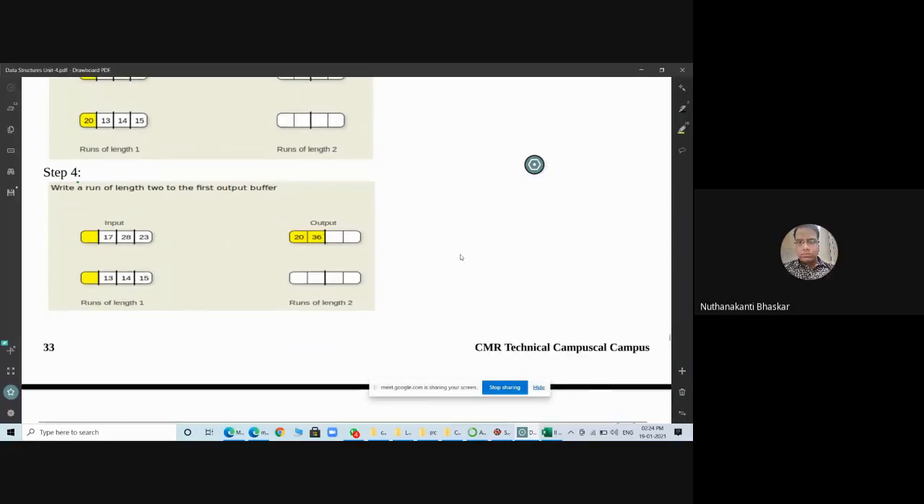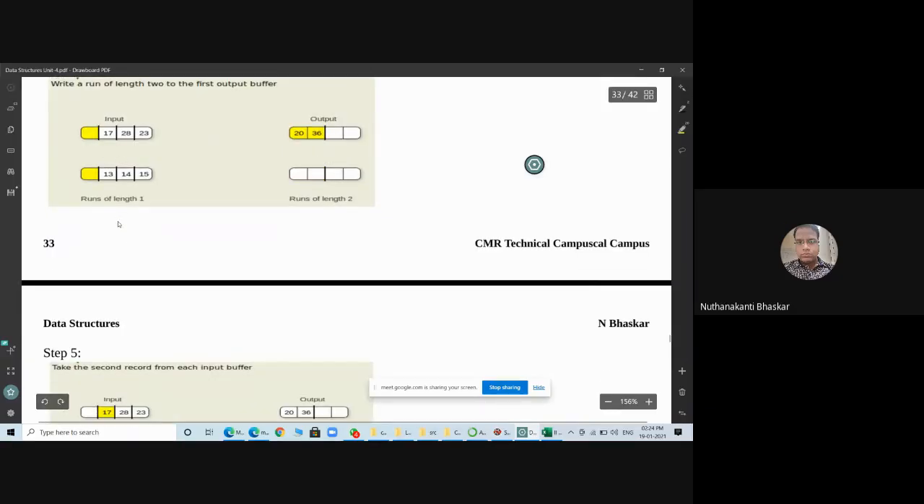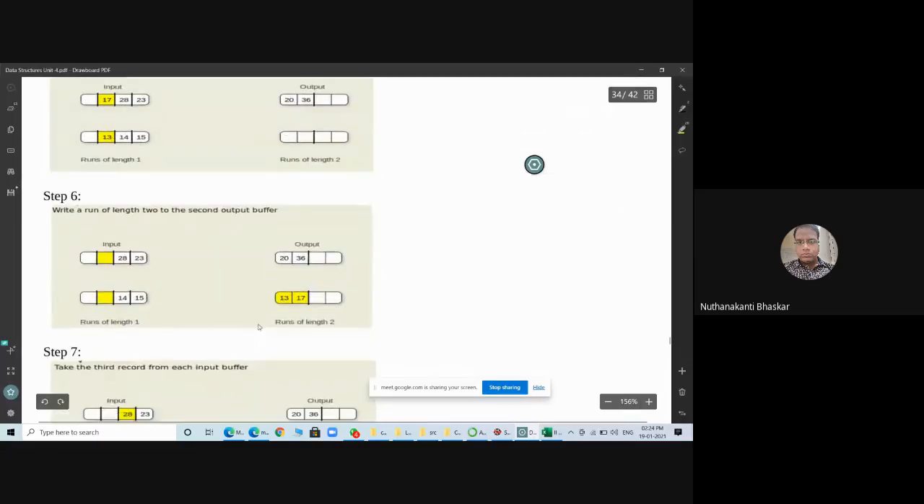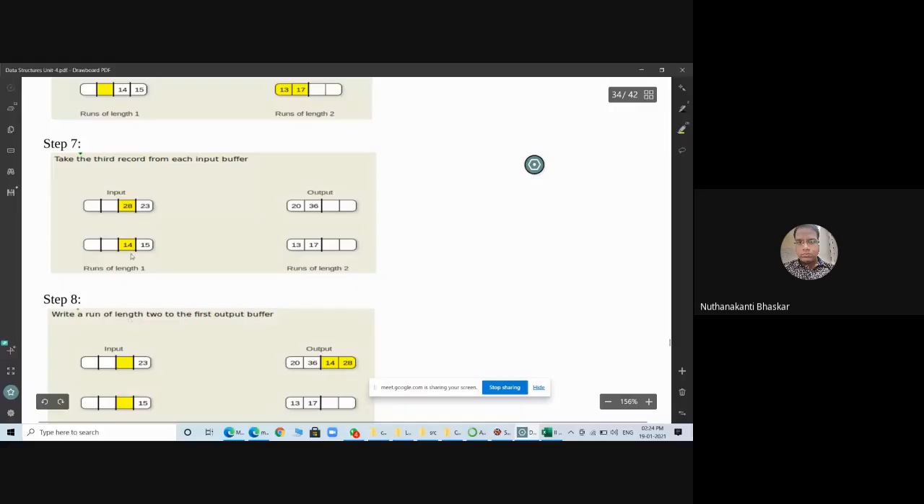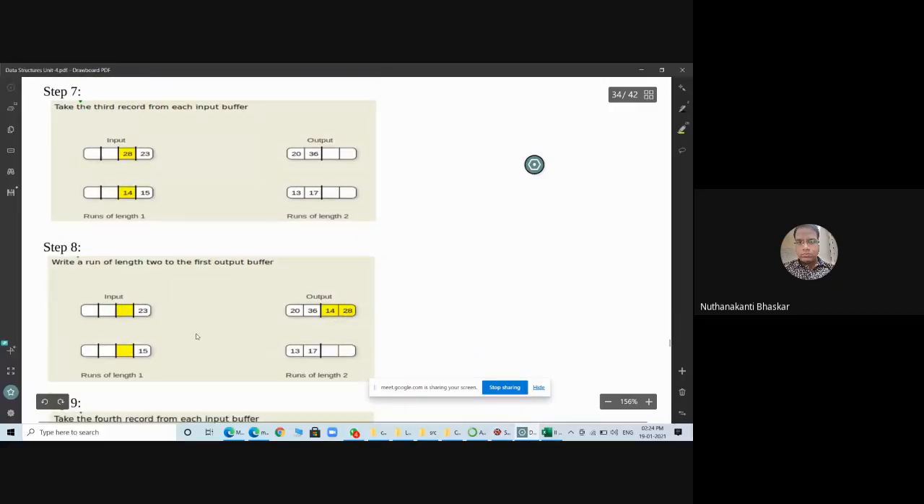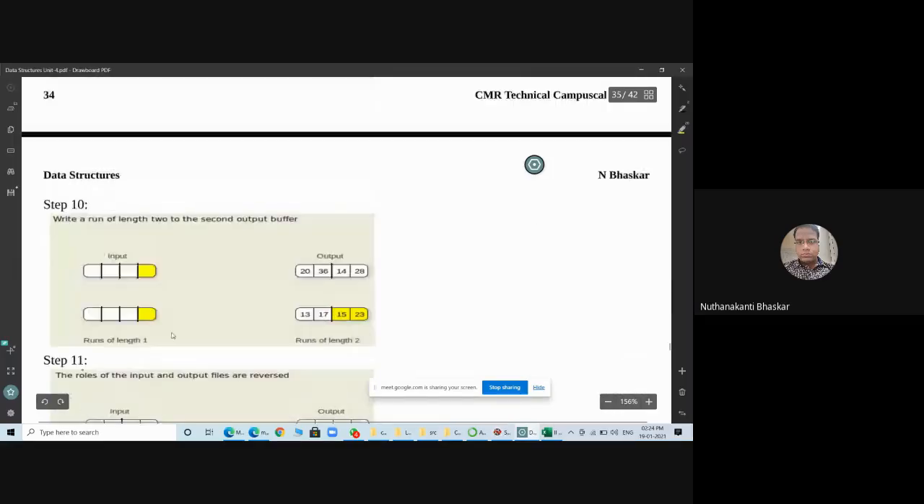Next, again you need to select the first elements, 17 and 13. Then you need to sort them. 13 and 17 must be placed into the second buffer in the first position. Very simple mechanism, that's why you can understand very easily. Next, 14 and 28. We have to sort them again and place them into the first buffer. Then 14, 28 come here. Then 15, 23. You sort them, and 15, 23 are placed in the second buffer.